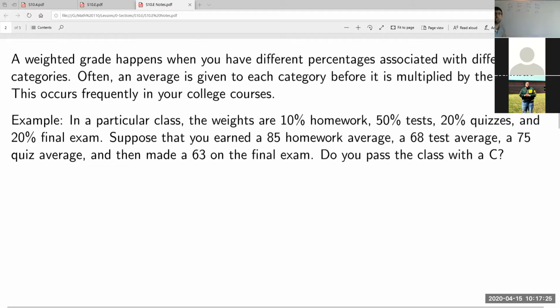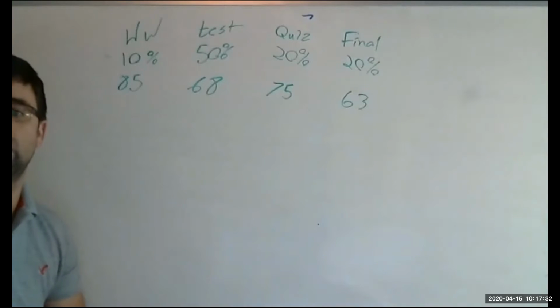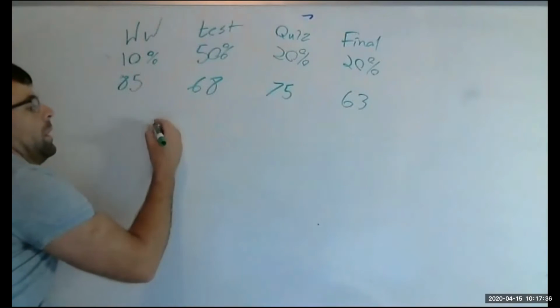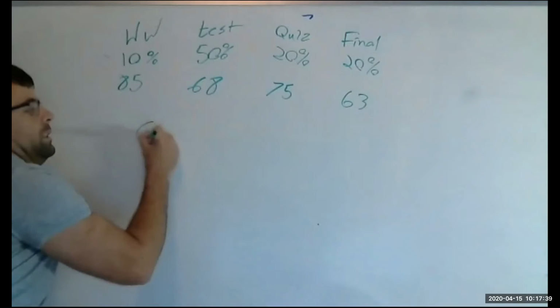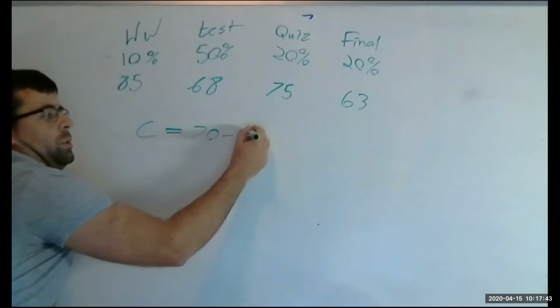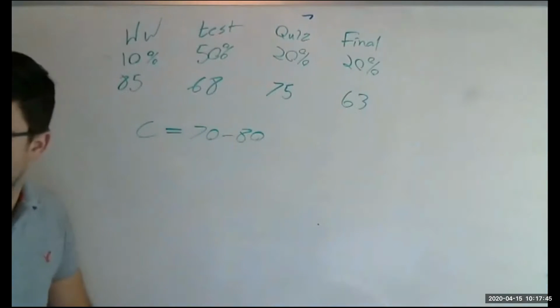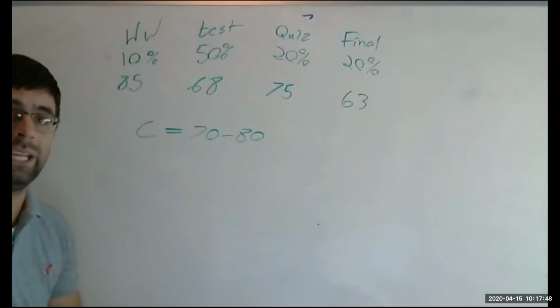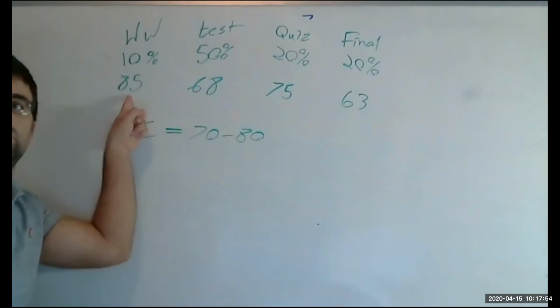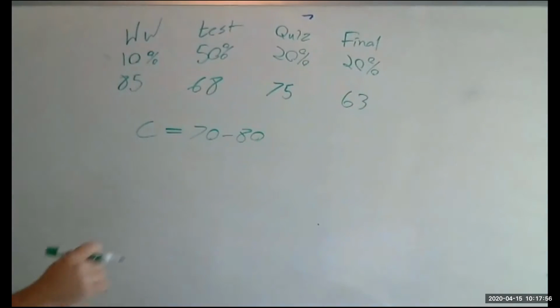So the question is, given all of these, do you pass the class with a C? Let's assume C is 72 to 80. Well, to do a weighted average, you multiply the average of that section times its weight.